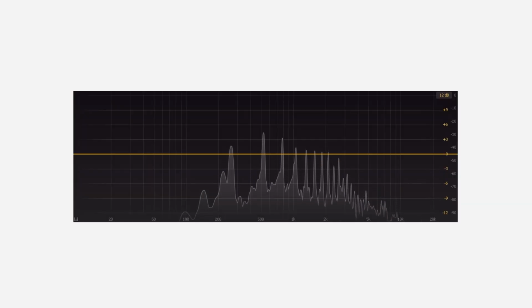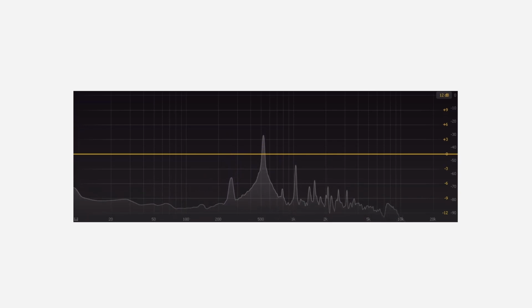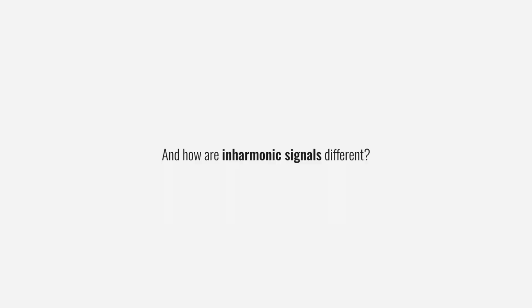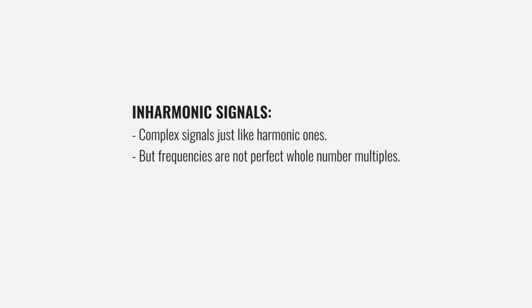No matter what that harmonic mix looks like, as long as all the frequencies are whole number multiples of the fundamental, it's a harmonic signal, and our ears perceive it as tonal and musical. And it's this precise mathematical relationship that separates harmonic from inharmonic signals. Because inharmonic signals are also complex signals, but the key difference is that the individual frequencies aren't whole number multiples of any fundamental. Think of stuff like white noise, drum cymbals, or just everyday sounds around you.